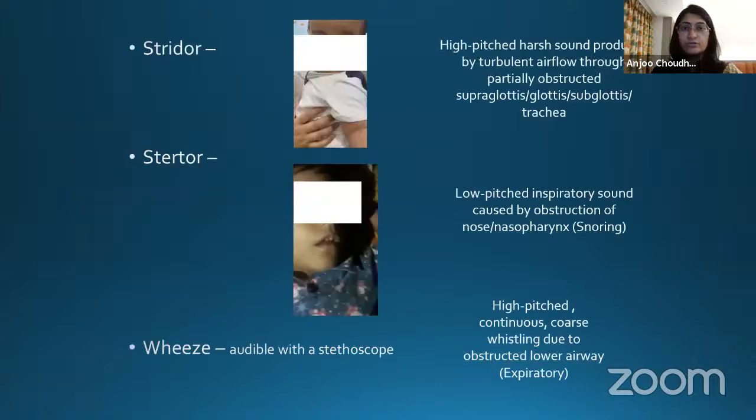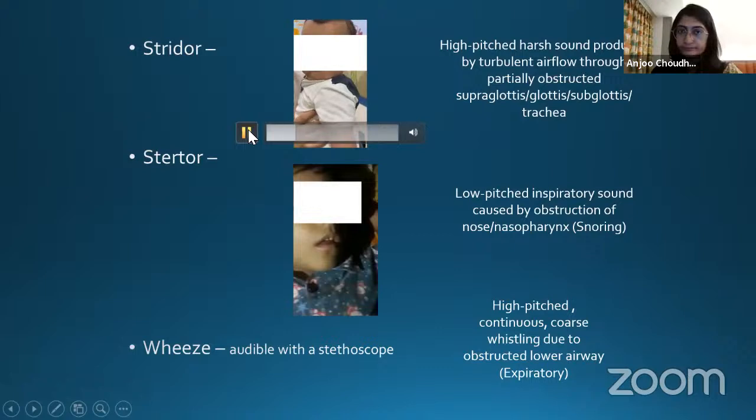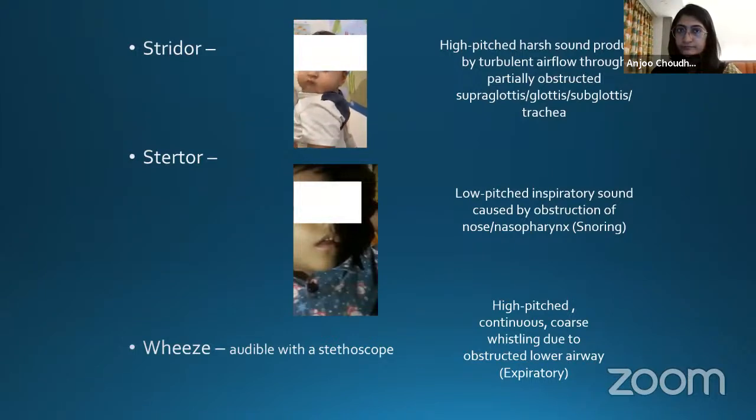So we start with the sounds. Stridor is this typical sound that we hear. It's a high-pitched, harsh sound produced by turbulent airflow in a partially obstructed supraglottic, glottic, or subglottic trachea.